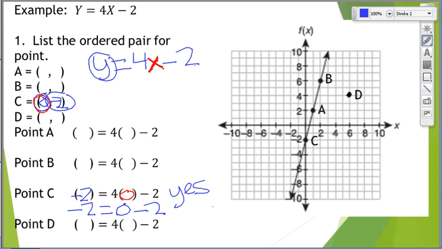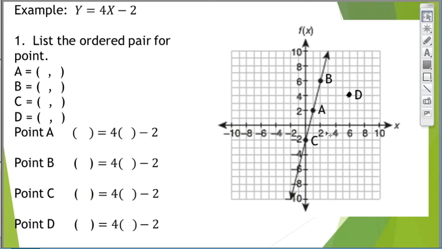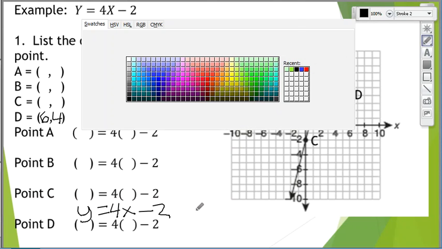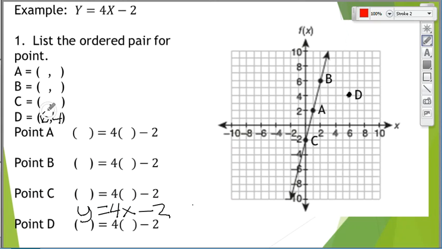Okay, now let's go ahead and look at point D. I'm going to clear some more space here. So we know the location of point D was to the right 6 and up 4. So if we have our equation y equals 4 times x minus 2, and instead of the x, we plug in the x from our ordered pair. The x of point D for the ordered pair is 6. So instead of this x right here, we're going to plug in 6.